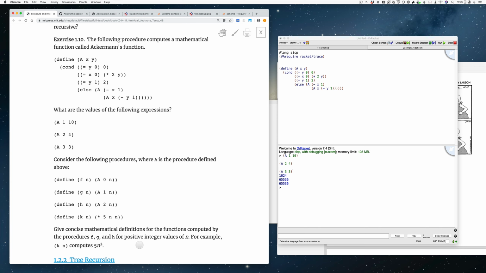I'm a little intimidated by this, but that's okay. We'll see if I can figure it out. Let me start with the one that they give, and we're trying to work backwards from that.